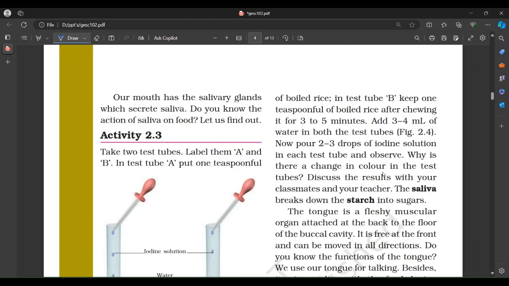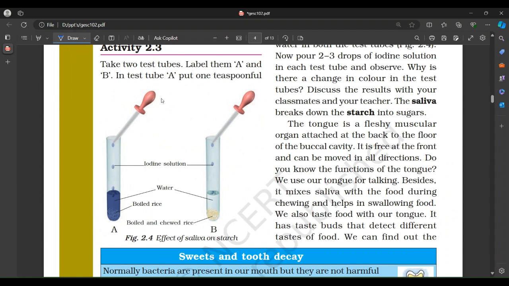Next, our mouth has salivary glands which secrete saliva. That wetness you always feel in your mouth is your saliva. Do you know the action of saliva on food? Let us find out. Just imagine you have two test tubes, the first A1 and the second B1. In A1 they have put boiled rice, water and iodine. Then in the next, chewed rice, water and iodine solution.